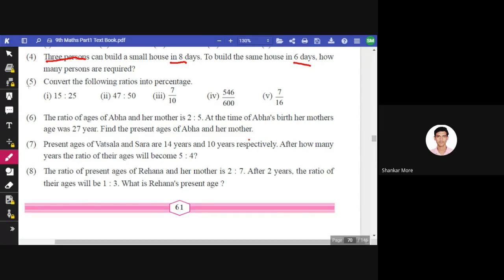So we'll not get into this question, you can solve it. The ratio of ages of Abha and her mother is 2:5. At the time of Abha's birth, her mother's age was 27. Find the present ages of Abha and her mother.